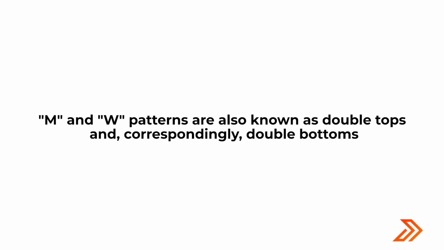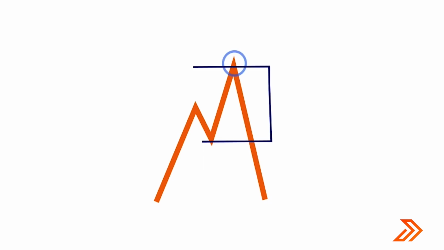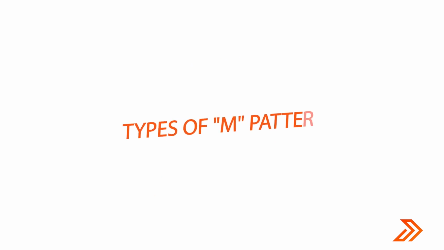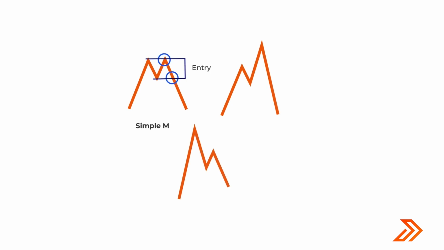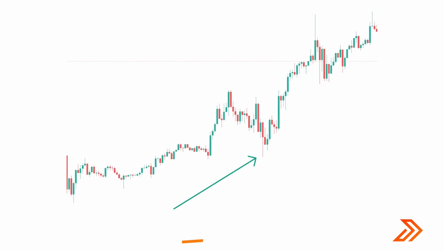M and W patterns are also known as double tops and double bottoms. The M and W patterns appear when price reaches two peaks in quick succession. These peaks may or may not be at the same price level. Types of M patterns: the M pattern occurs in an uptrend market, forming higher highs and higher lows. So we can spot the M patterns in an uptrend, which we call the bullish market.